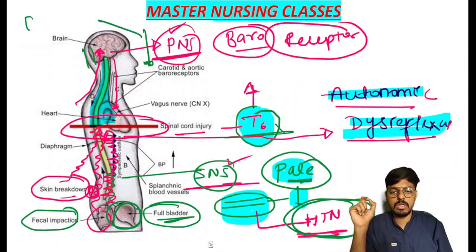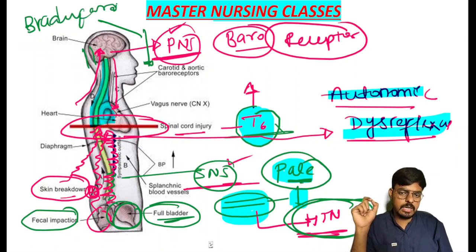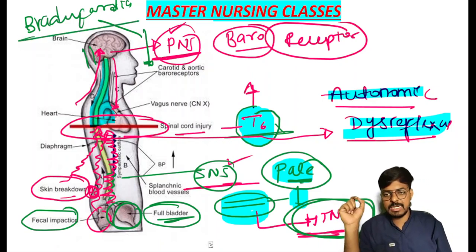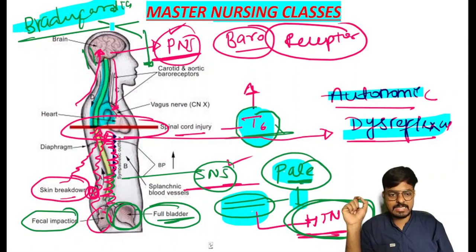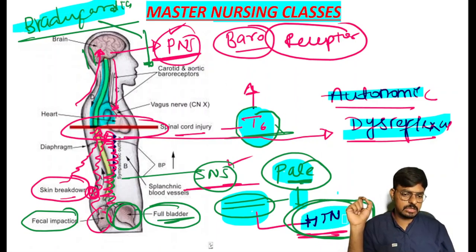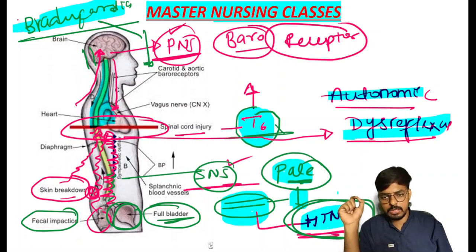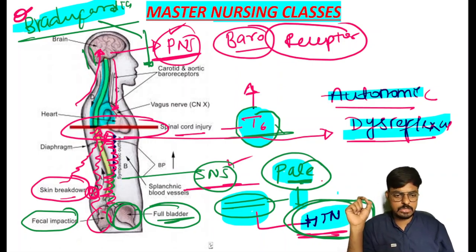So that is bradycardia and hypertension. This is the classical picture of autonomic dysreflexia. Very importantly, the examiner will ask about this again in the exams. So hypertension and bradycardia are the classical pictures.